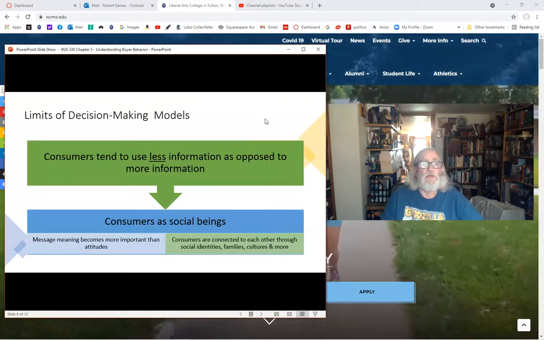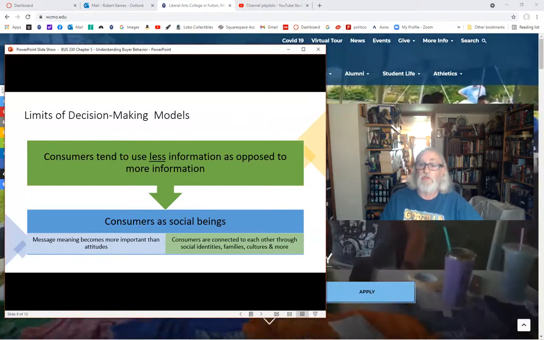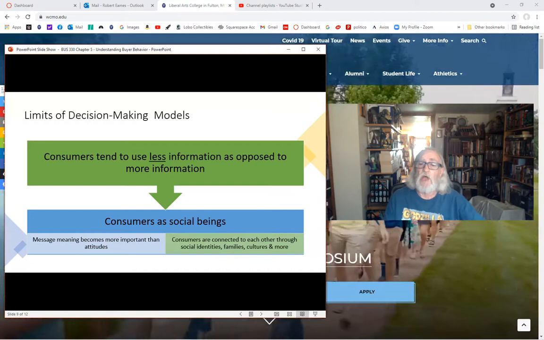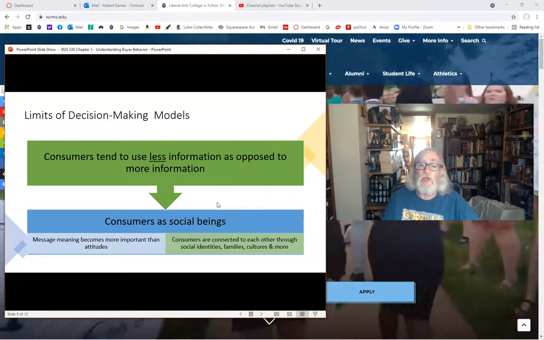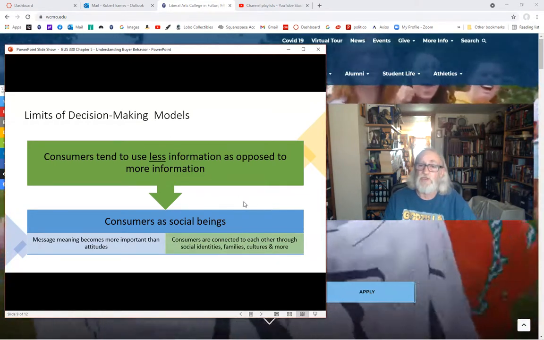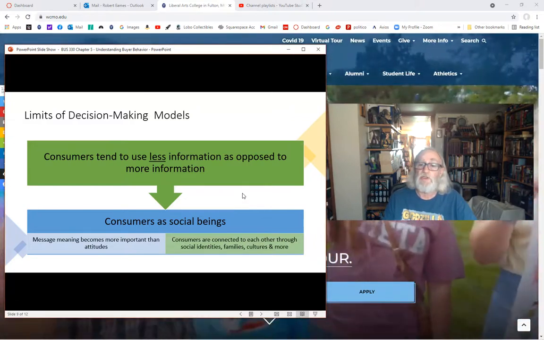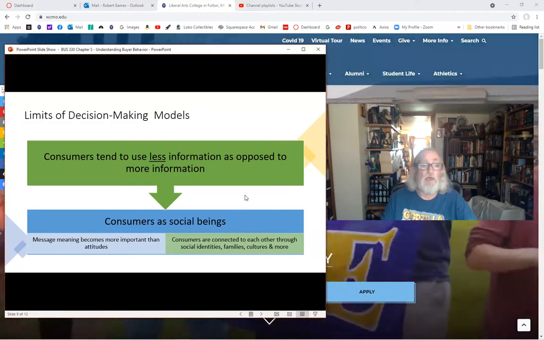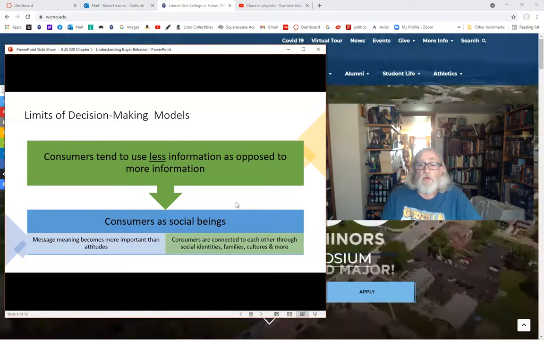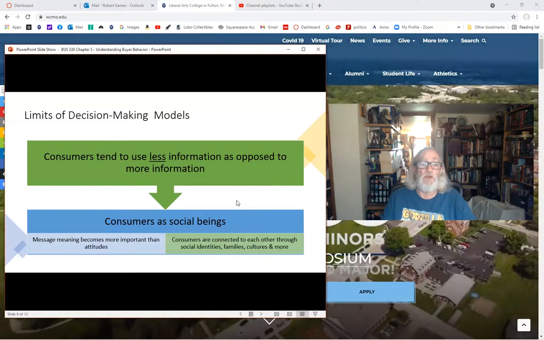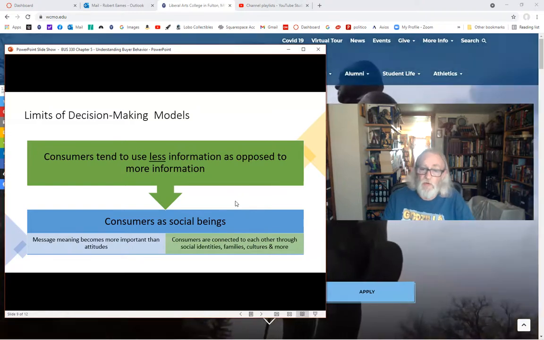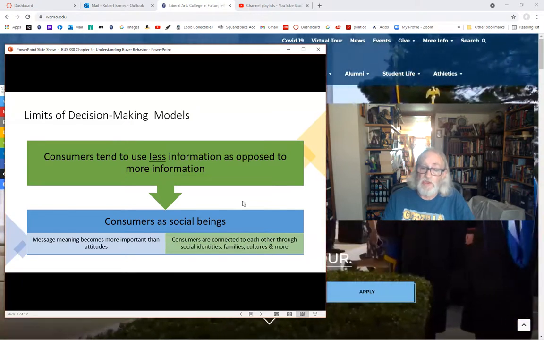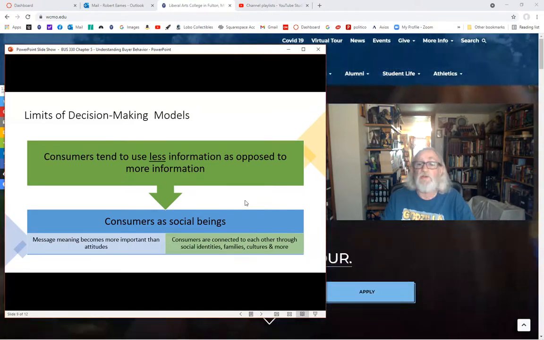So there are real limits to the use of these decision-making models, but it helps us to understand how consumers are thinking, what they might be going through, the processes and so forth, so that our messages are understood in the way we intend them to be, and it's the correct message. We have to realize that research tells us consumers actually use less information as opposed to more information when they're making a purchase decision. So let's think about the implications of that.